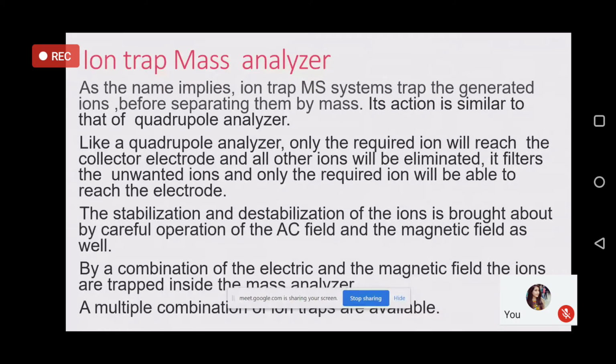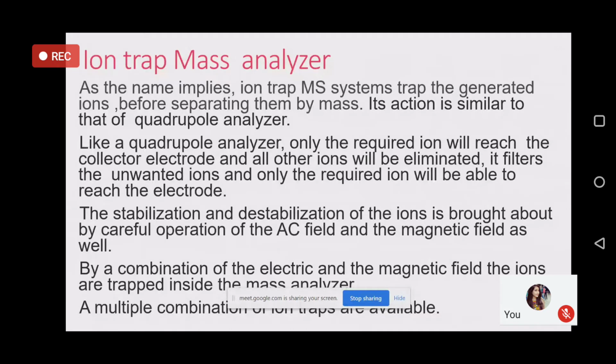Okay, the stabilization and destabilization of the ions is brought about by careful operation of the alternating current and the magnetic field as well. First you are stabilizing it, and the stabilization is such that all ions with different M by Z values will remain in that particular space, maybe forming what you can call a round path. Now the question is how we will make them move round, or follow a circular or orbital path. An electric field will not do it, because it will simply bend, and the ions will go in one direction or the other depending on the bending that the electric field causes.